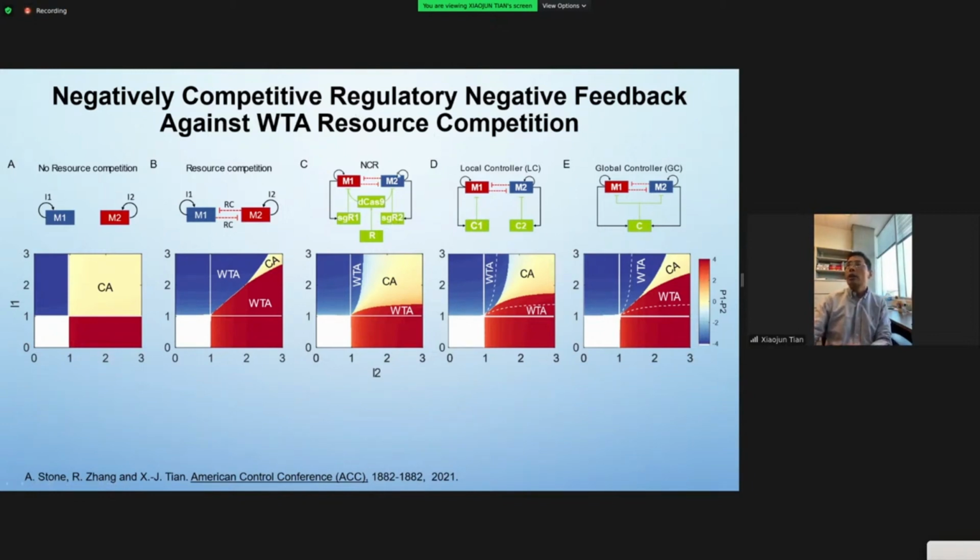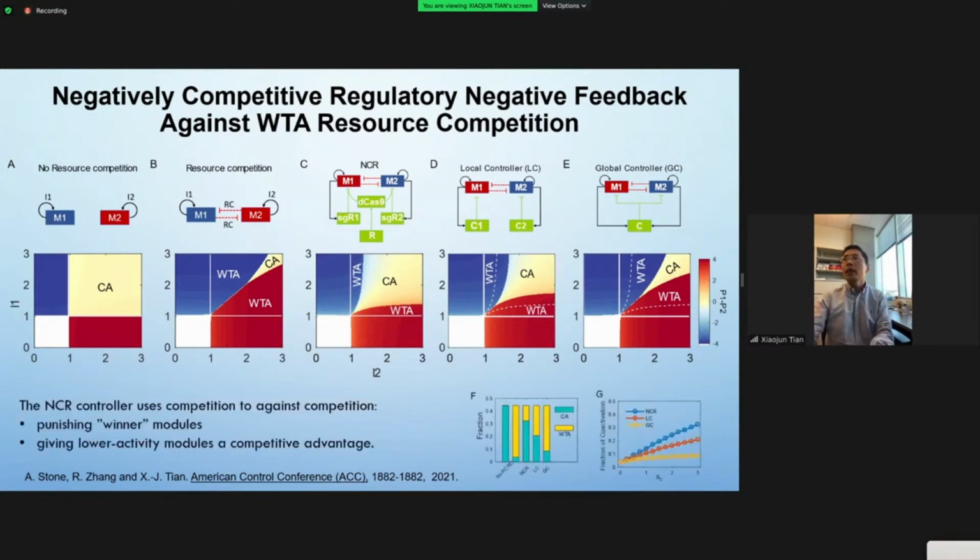That is good because suppose module 2 is now the leading one, very close to being the winner, right? It will generate a lot of small guide RNA, and then use most of the dCas9 for the inhibition. In this way, the inhibition of the first module will be released. That will give some advantage to the weaker module, right? And in this way, you can see the co-activation is even larger than the local controller, right? This is also true if we increase controller strength, and the NCR controller is always better than the local controller and the global controller.